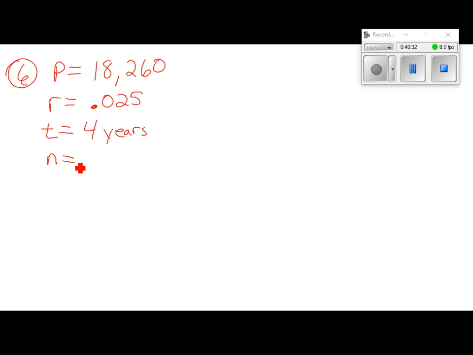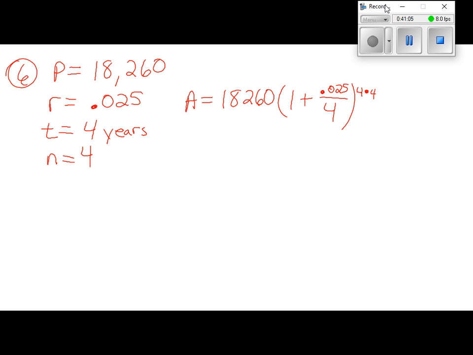40,000. How many times per year? Quarterly again? 18,260. So that's our N, so amount equals parentheses, one plus 0.025 divided by 4 again. Then we got 4 times 4, which is 16. Type that into your calculator, see what you come up with.